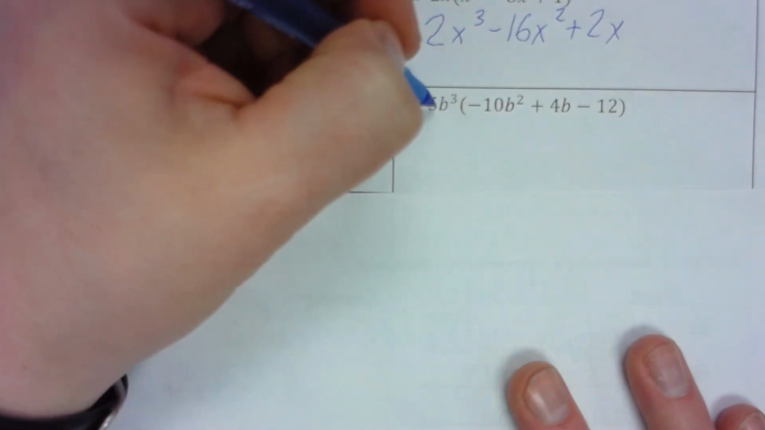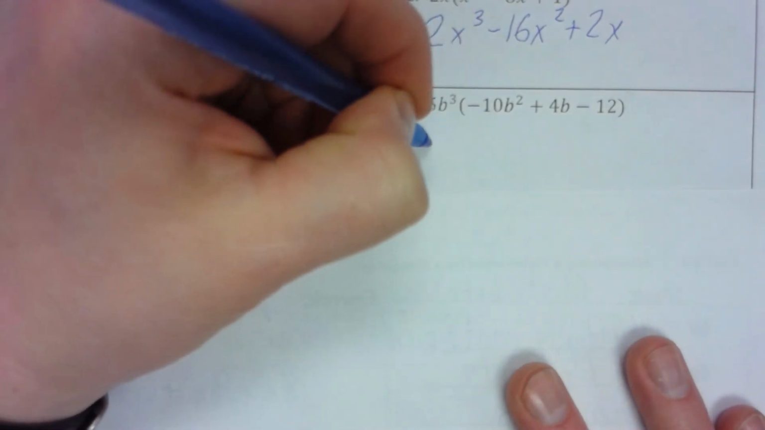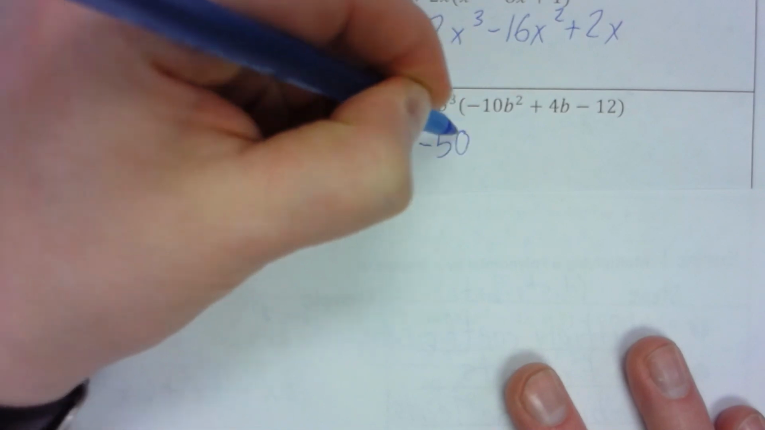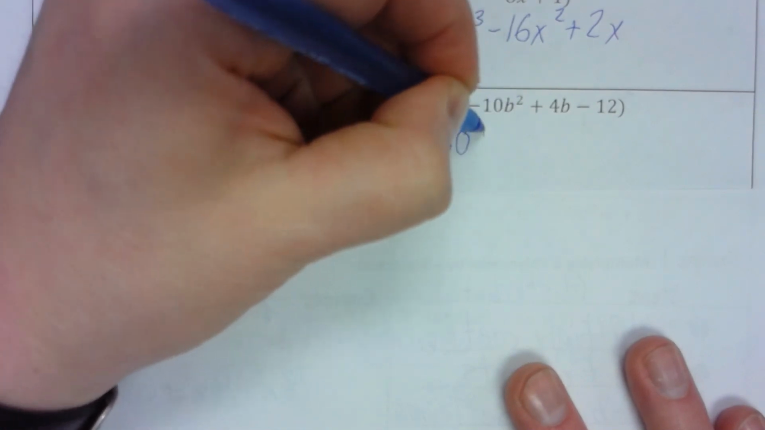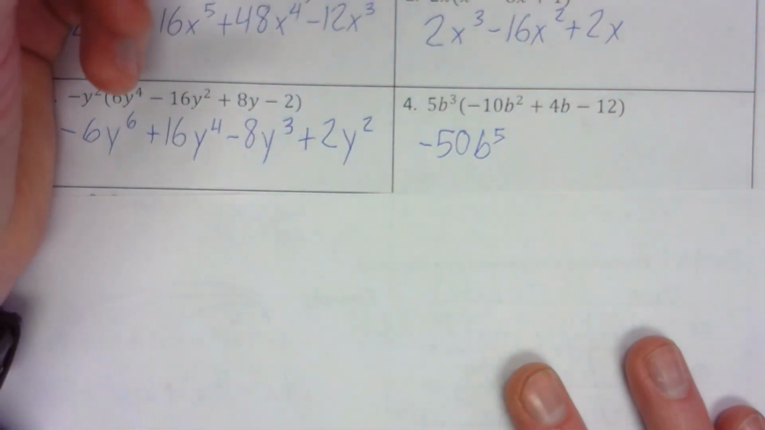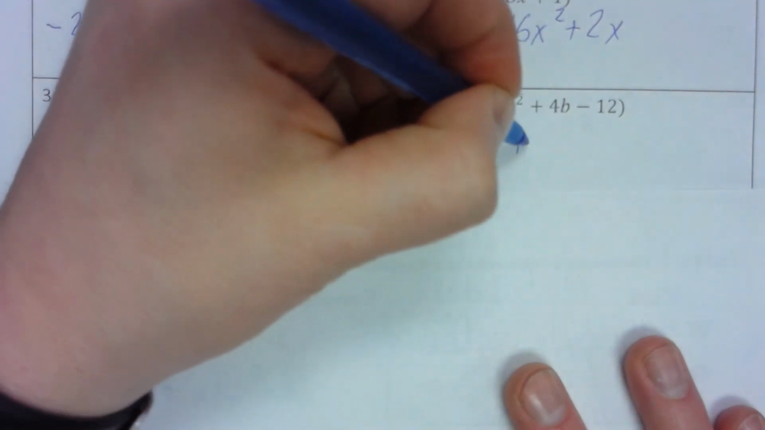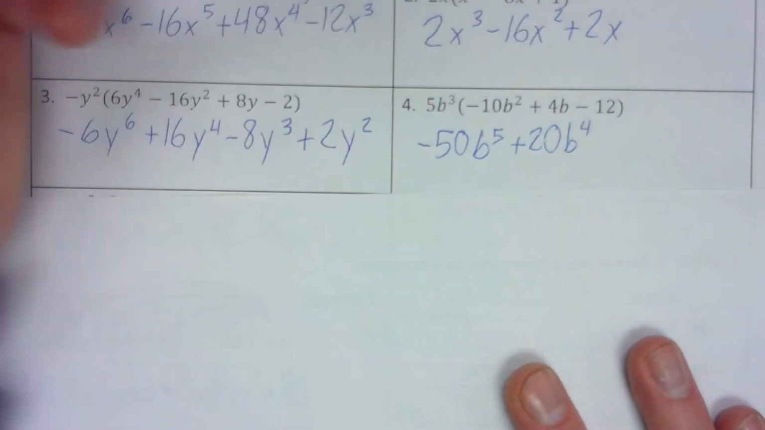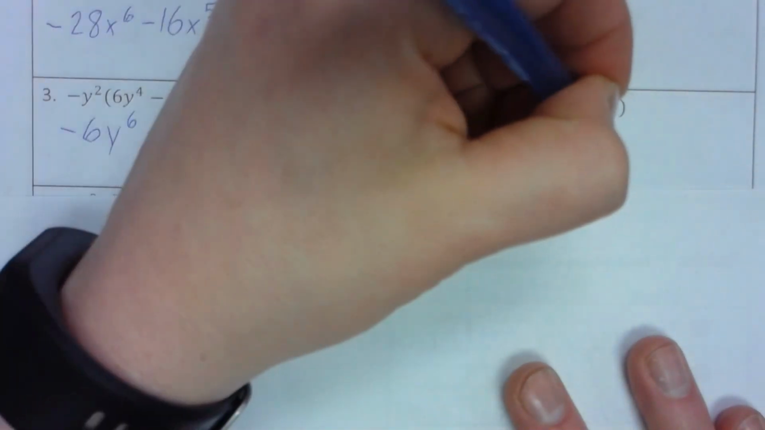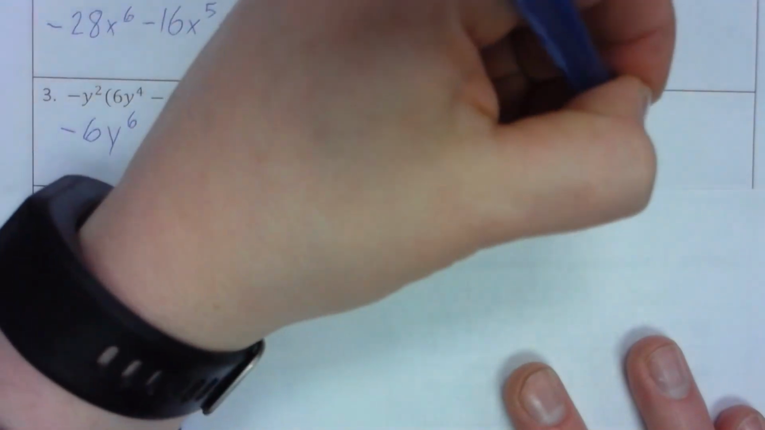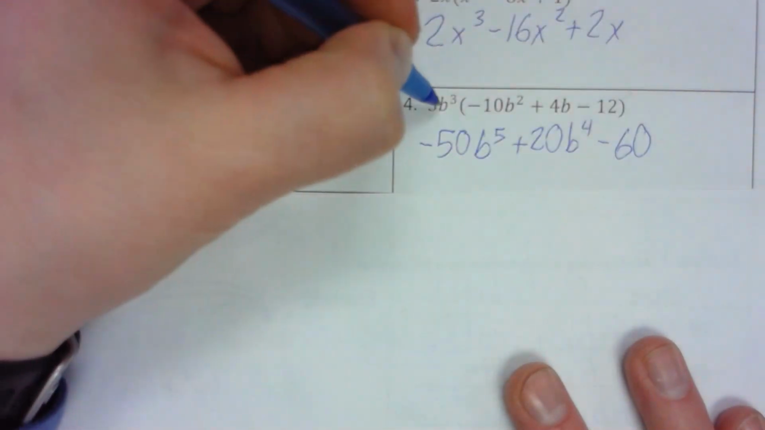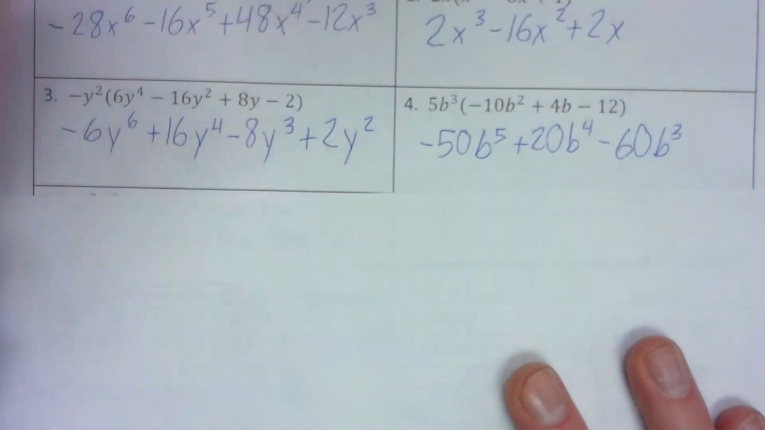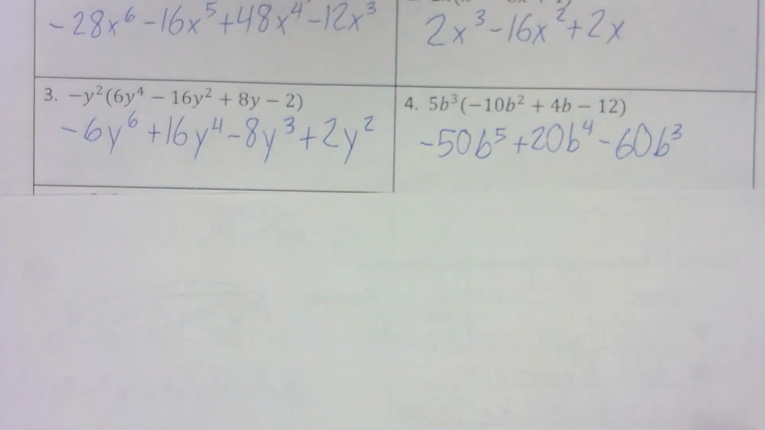Okay. 5 times negative 10 is negative 50. B to the third times b squared is b to the fifth. 5 times 4 is 20. B to the third times b is b to the fourth. 5 times negative 12 is negative 60 b to the third power. Okay. None of these had like terms, so we didn't need to combine any, but a few of them coming up are going to.